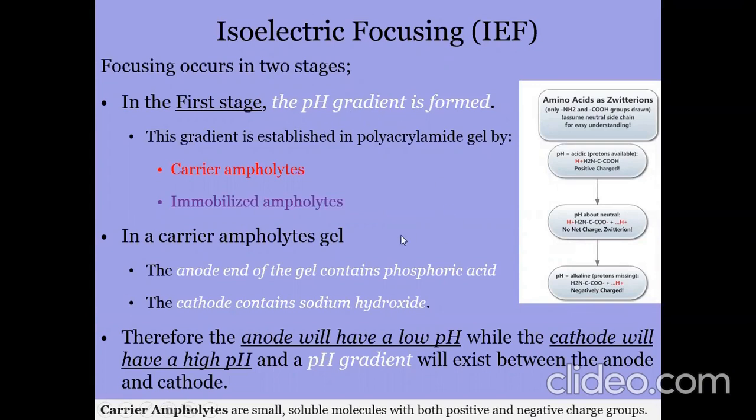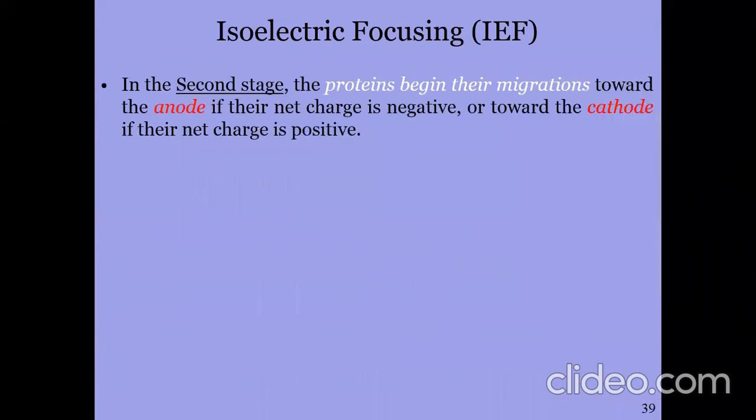कि pH gradient को create किया जाए, एक जो है वो negative charged pole है and the second one is the positive charged pole. So now the gradient has been created. And next, the second stage is the protein begin their migration towards the anode if their net charge is negative, or towards the cathode if their net charge is positive.